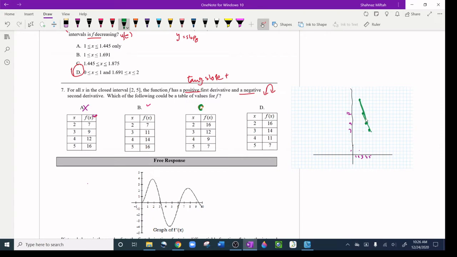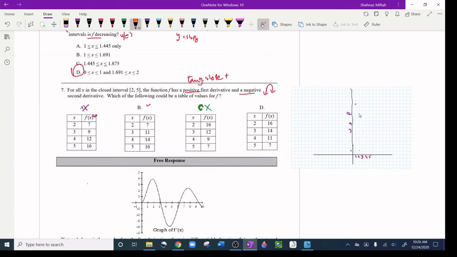And when I draw tangent lines over here, they are all negatives. Like, draw tangent, they are negatives. So this one is not my choice. So let's try D. Okay, let's see. The first one is 2, 16.